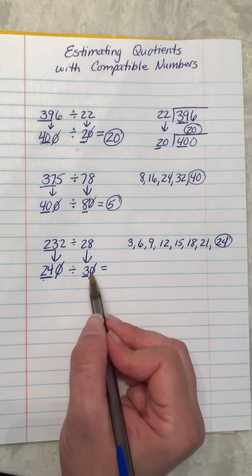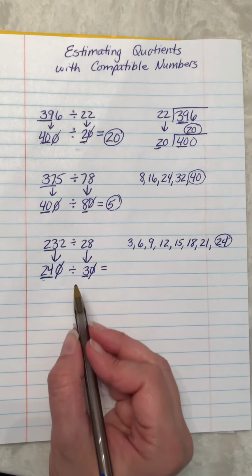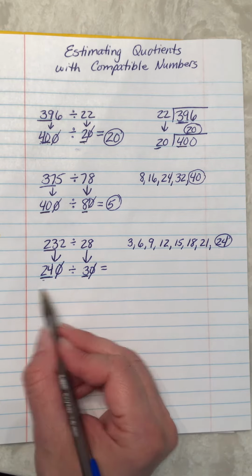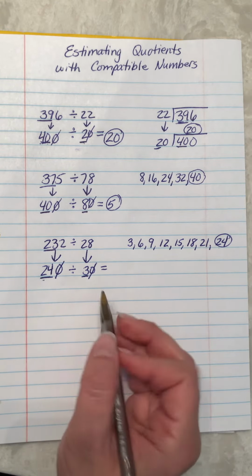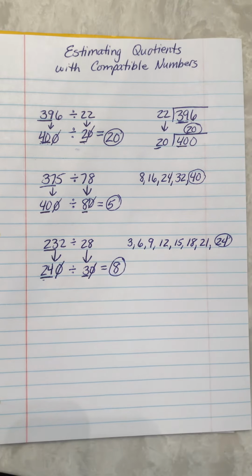So 30 became 3 and 240 became 24. Now your student should be able to very easily see the basic fact of 24 divided by 3, which is 8. So 8 is a reasonable estimate. So that is compatible numbers.